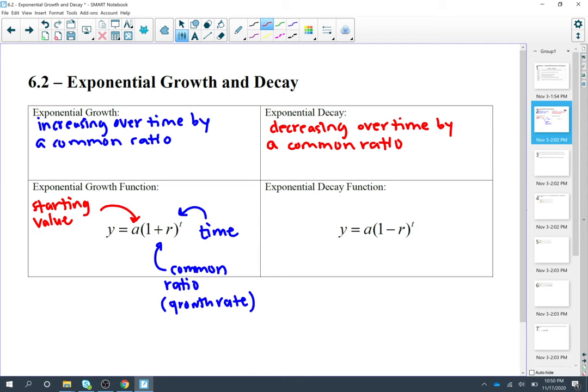Now, exponential decay function, everything is still the same here. A is still your starting value. R is still your common ratio, except this time instead of calling it a growth rate, we're going to be calling it a decay rate, because this time you're going to get a keyword of decreasing or going down. T is still your time. Okay, the difference here is in exponential growth, we're going to add 1 to our growth rate, versus exponential decay, we're going to subtract 1 from our growth rate.